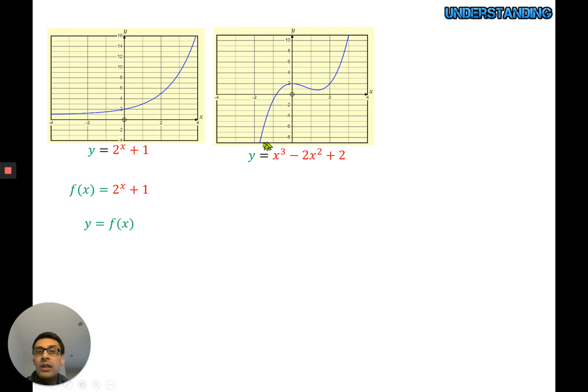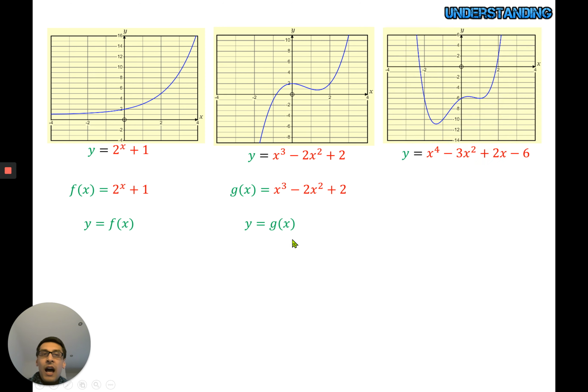There's another equation here. You can see it's a cubic graph given here. You can again represent it as, for example, g of x equals the same equation, or y is equal to g of x. And then you can do the same thing here, another quartic graph. And you can represent it maybe using the letter h. You can use any letter you want.